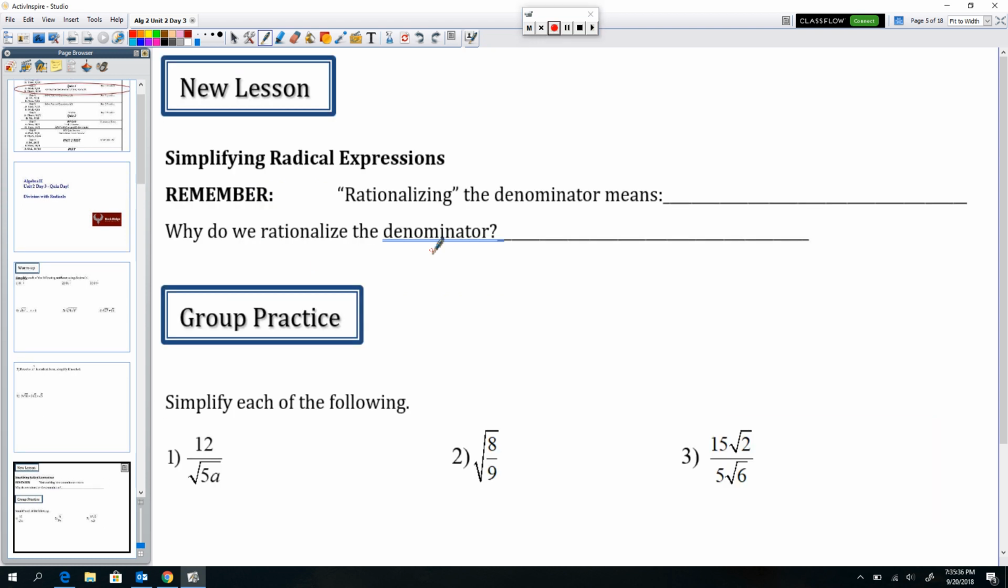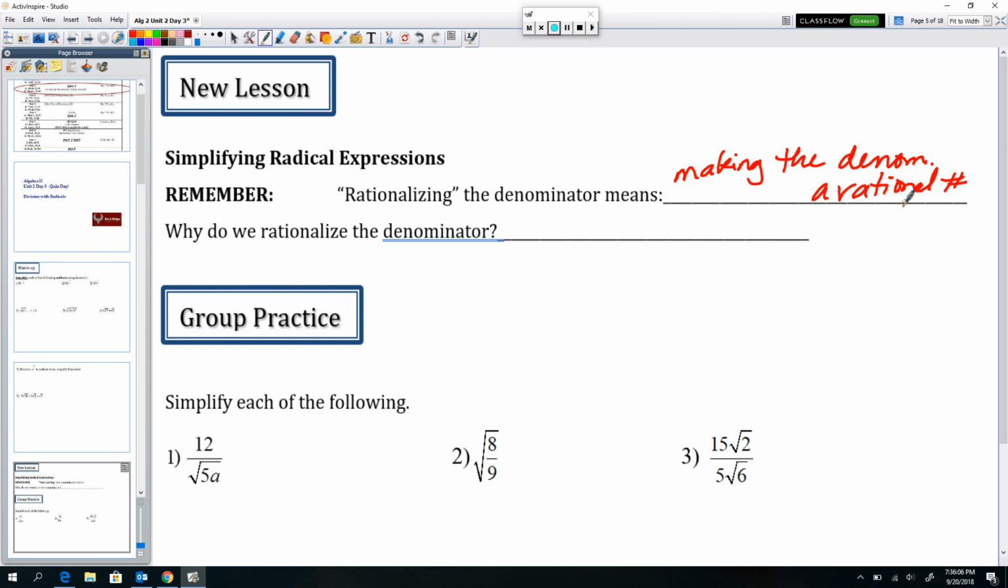So just like how we did this with imaginaries, we're not allowed to have these radicals in the bottom. Just like we weren't allowed to have imaginary numbers in the bottom, nor can we have radicals in the bottom. That's not proper form. And so we will need to rationalize the denominator. Rationalizing the denominator means making the denominator a rational number.